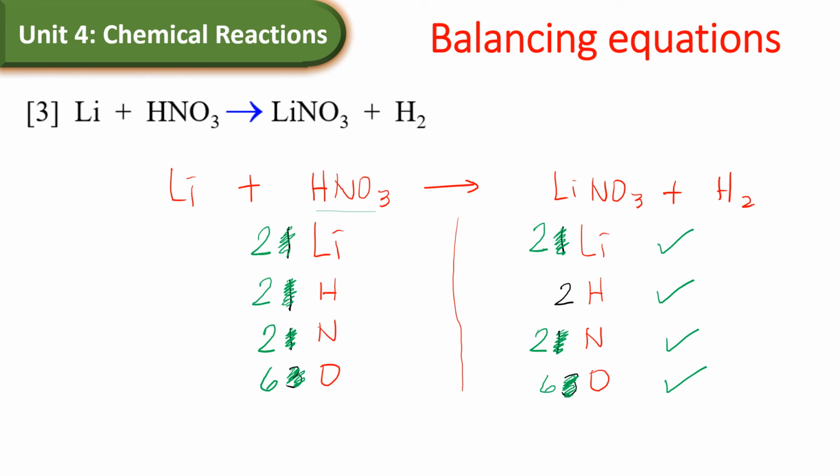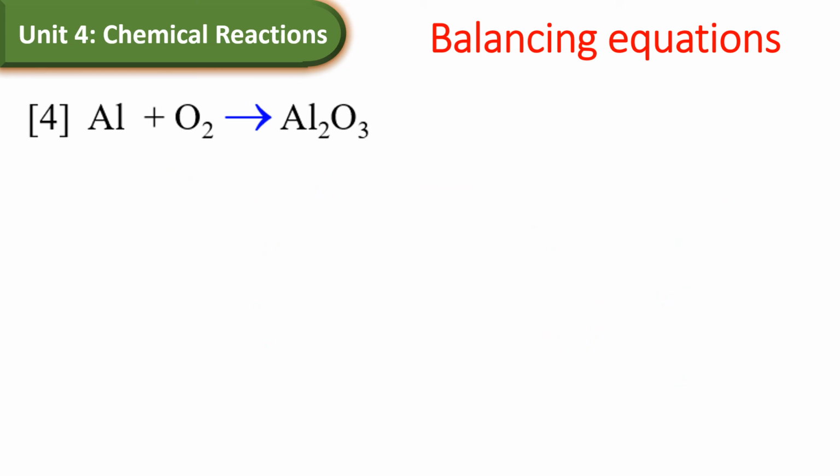So let's now write your equation. There will be 2 lithium to combine with your 2 hydrogen, 2 nitrogen, and 6 oxygen to produce your 2 lithium, 2 nitrogen, 6 oxygen, plus your hydrogen. So this one is your final answer.